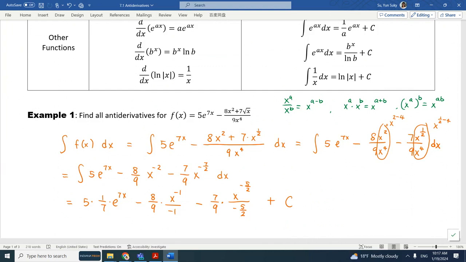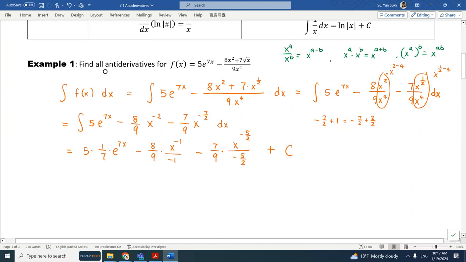Why is it not 6/2? Oh, okay. So -7/2 plus 1 is -5/2, but your common denominator is 2. So it's like 2/2. Yeah, that's why it changed to 5. Yeah, good. All right, so now let's simplify.